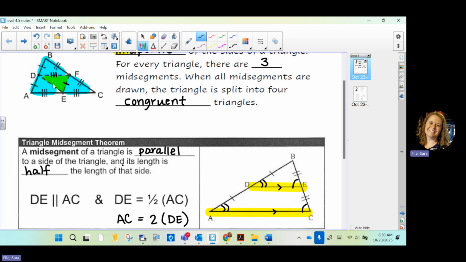So how many tick marks could I put on DE? 2, because it's running parallel to BC. So I know DE is going to be the same as half of BC, which each half has 2 tick marks. So this could have 2 tick marks. These tick marks are going to come in really handy. So I want you to understand which ones are going to have matching tick marks, which ones are congruent. So far, so good? Okay.